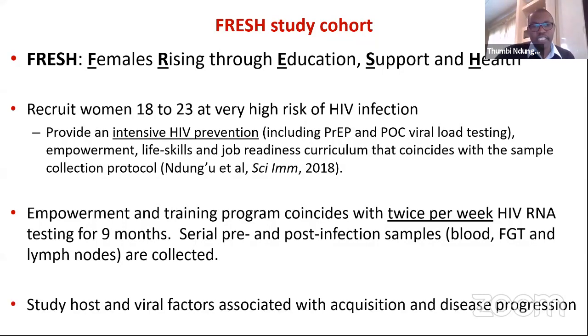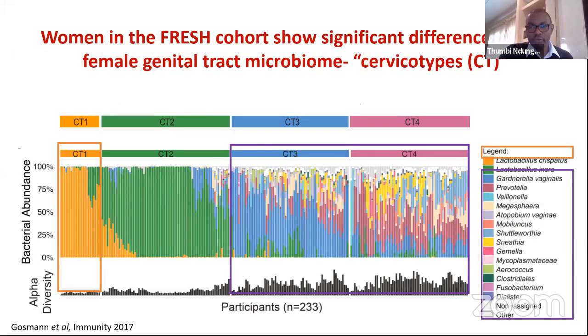So I'd like to present some of the data and some of the lessons that we have learned from this particular study. First of all, I'm going to talk about the microbiome. We have been interested in the microbiome in HIV negative women in this cohort. We published a study a couple of years ago showing significant differences in the female genital tract microbiome. You could actually classify the women into 4 cervical types based on the diversity of the microbiota in the female genital tract.